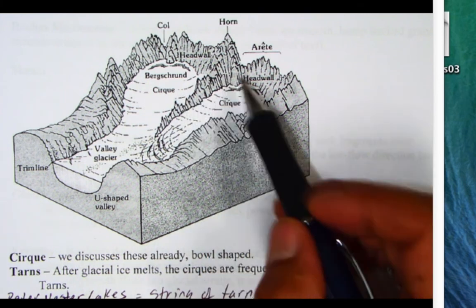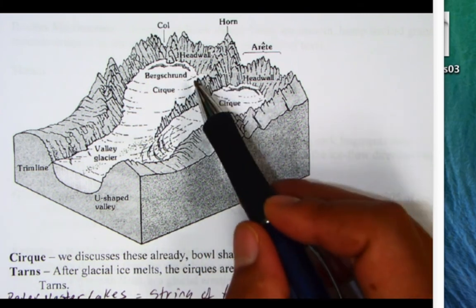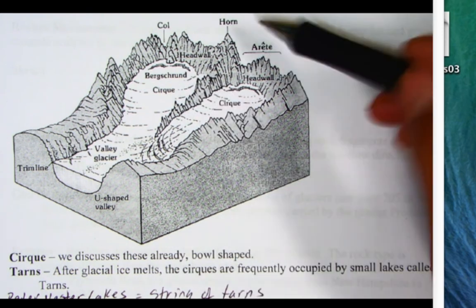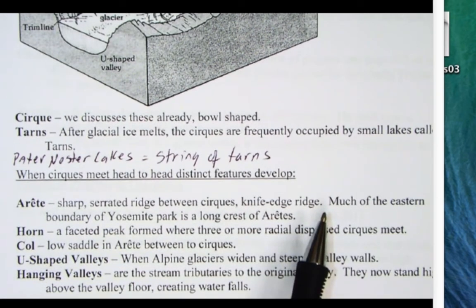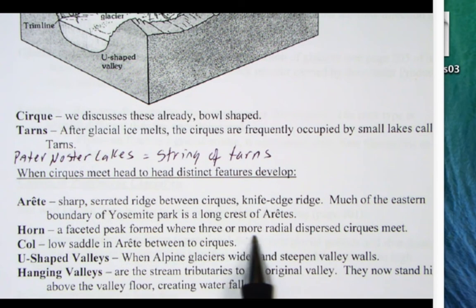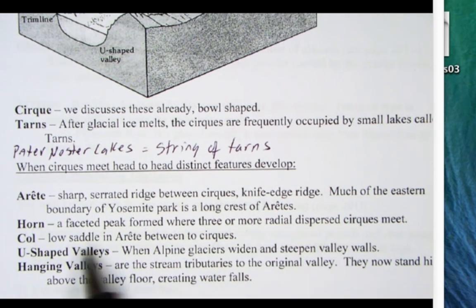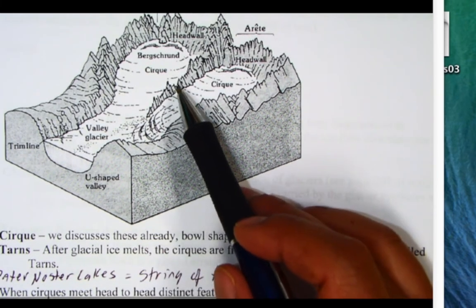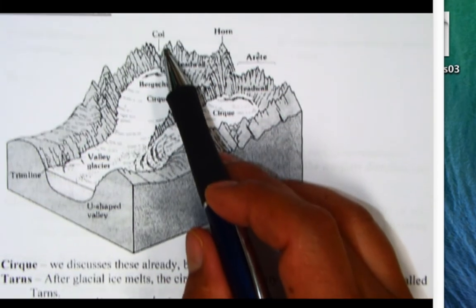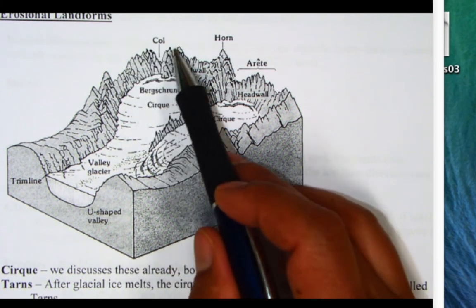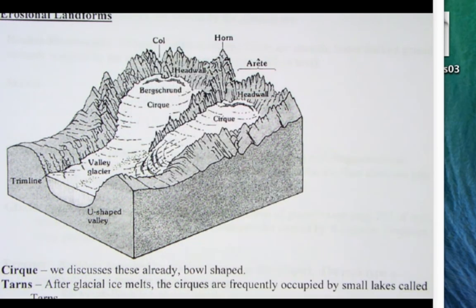Now, if you get three or more cirques forming here, 1, 2, and let's say there's one behind this peak over here, you'll get a horn. So a horn is a faceted peak formed where three or more radially dispersed cirques meet, right? And so remember the arête has 2, the horn will have 3. And a col will be a low saddle in the arête. So for example, right in here, you can think of this as a col. It's sort of a pass, a low saddle. In fact, here's a good one up here. It's even labeled as a col right here. So if this is an arête up here, you have a col right in here, a low saddle in the arête.